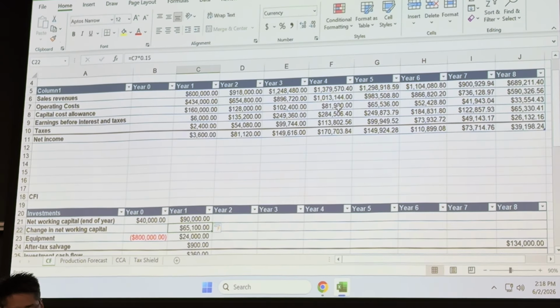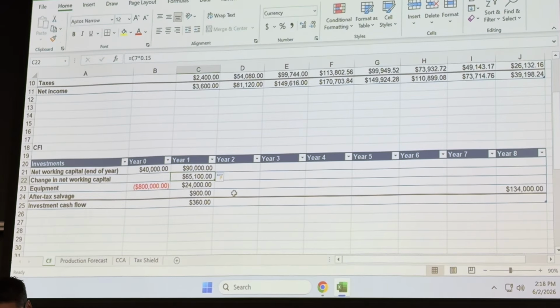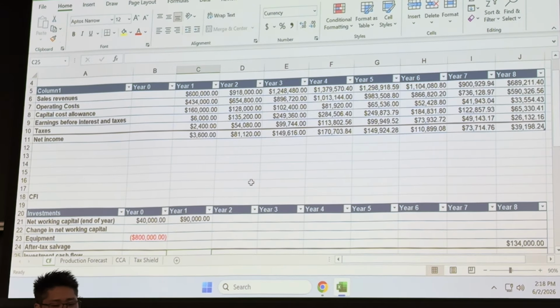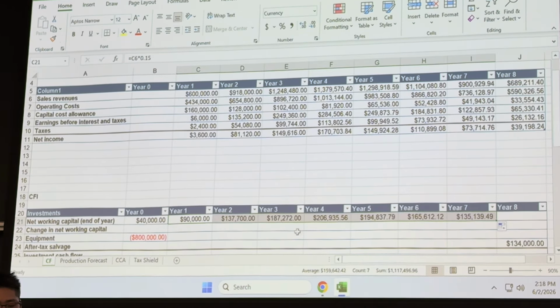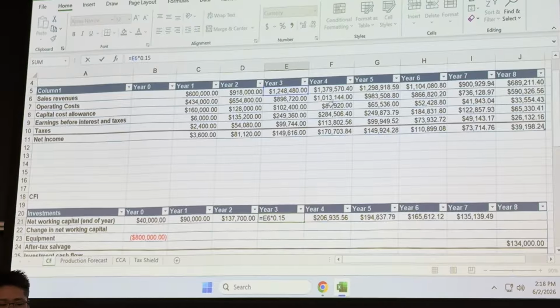All right, so year 1, net working capital is $90,000, which is 600,000 times 15%. Similarly, you're gonna do it for year 1 to year 7. So you can now drag across. Basically, these are all 15% of sales. So you can click on the cell, verify the formula, making sure everything is correct.